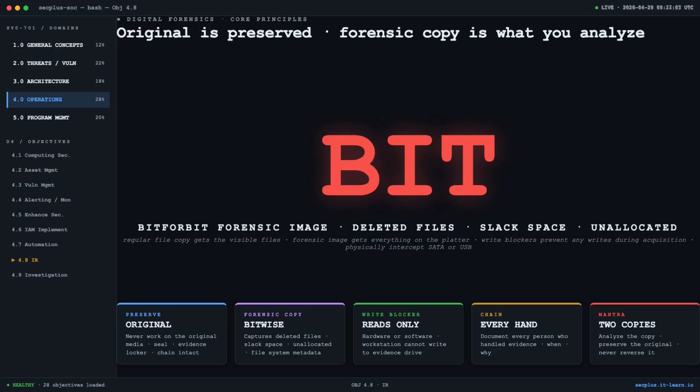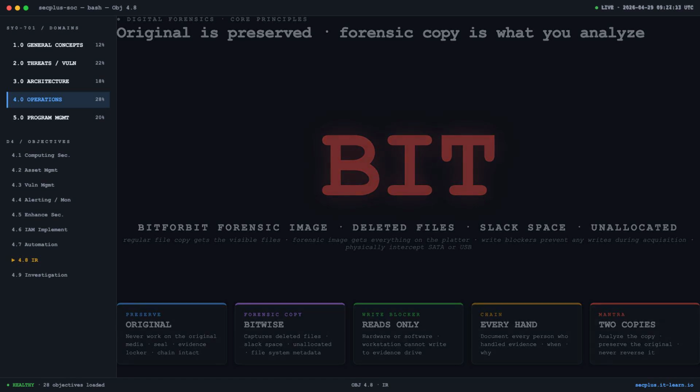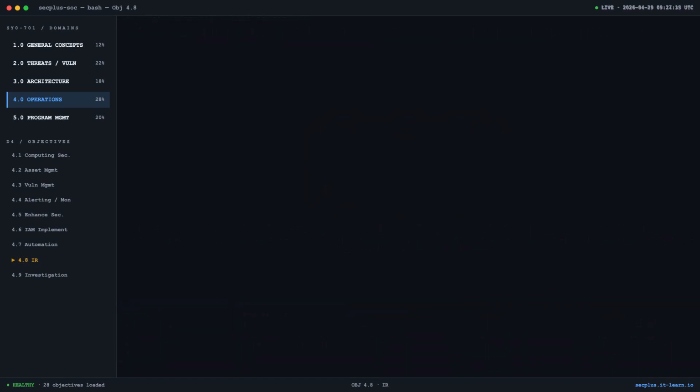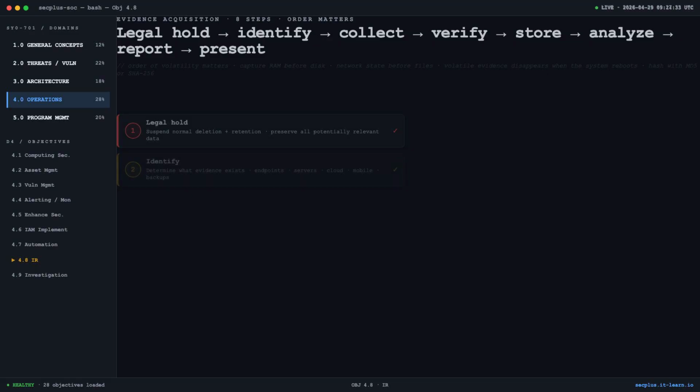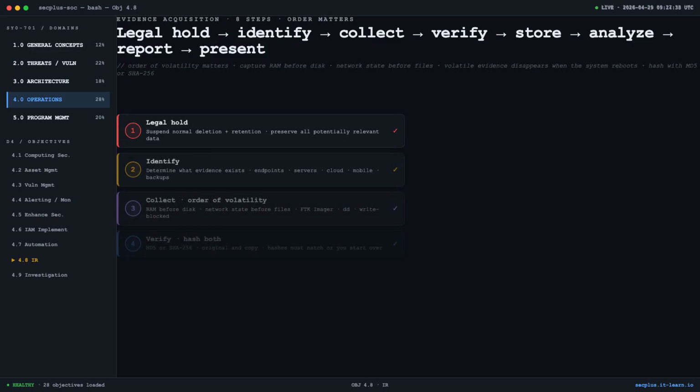Evidence acquisition process. 8 steps. 1. Legal hold. Suspend normal deletion and retention policies. Preserve all potentially relevant data. 2. Identify. Determine what evidence exists and where, including endpoints, servers, cloud storage, mobile devices, and backups. 3. Collect. Acquire a forensic image using write block tools, FTK Imager, the Linux dd command. Order of volatility matters. Capture RAM before disk, network state before files, because volatile evidence disappears when the system reboots.